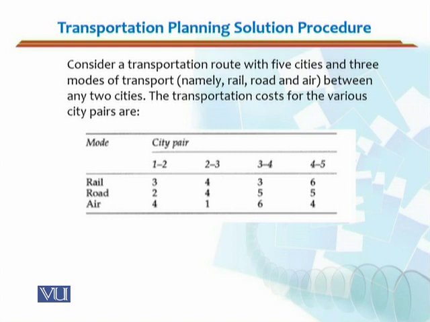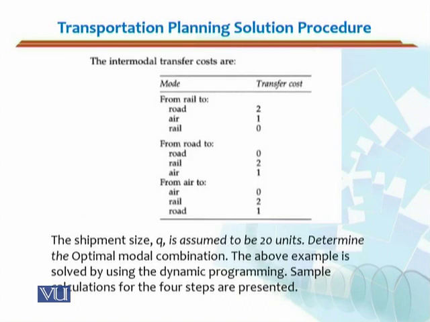So for city pair 1 and 2, the mode rail will have a cost of 3, let's say. For city pair 2 and 3, the rail has a cost of 4, and so on. And in a similar fashion, we have the transportation cost for road and air as well.